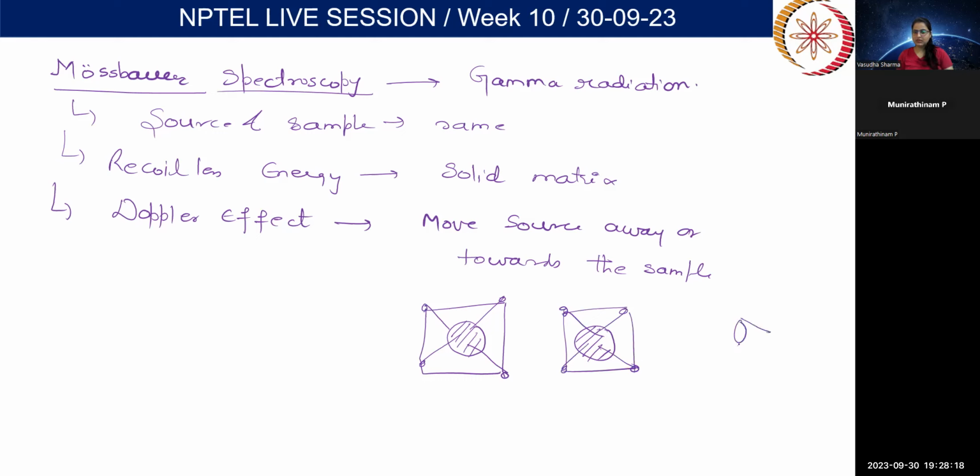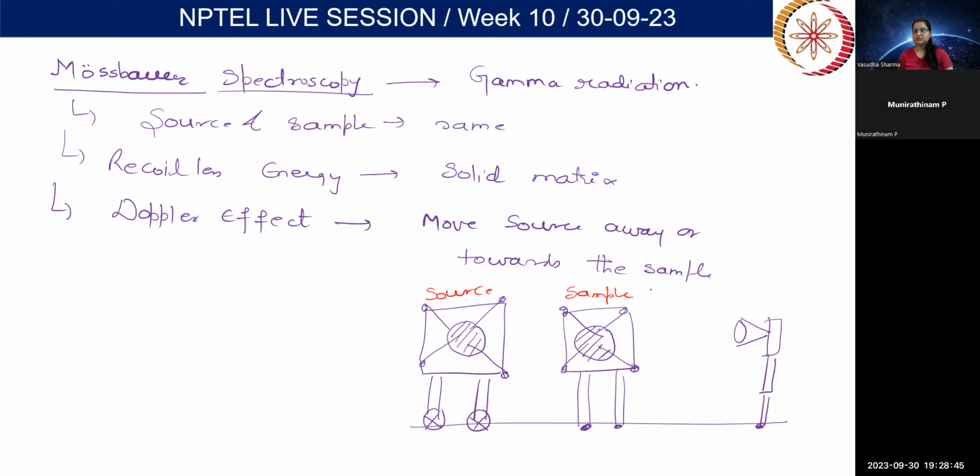And here is our detector. Earlier they were fixed. So this was fixed. This is also fixed. But this one is movable. This is your source. This is your sample. And this is your detector.